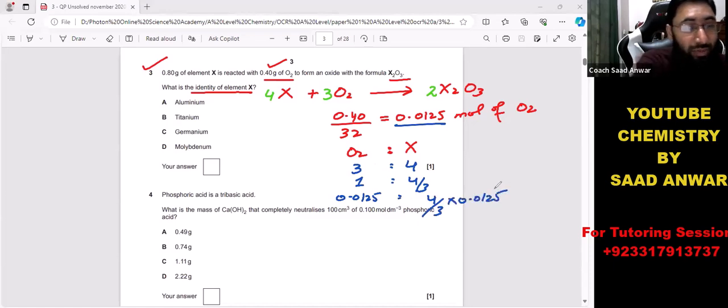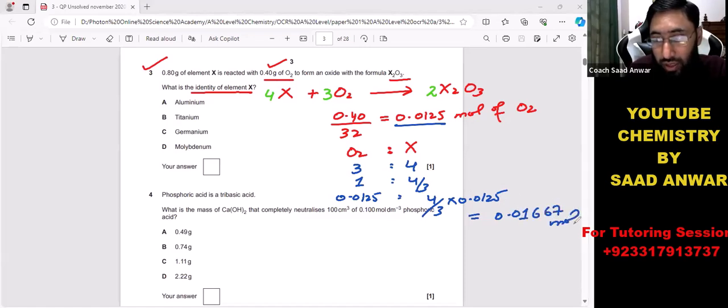Then I need the calculator. I have already solved it, so now it's your turn to do this. It is 0.01667 mole. This is the mole of X. I have the mole of X now. What do I do next?